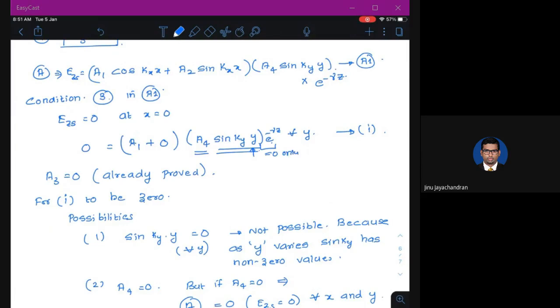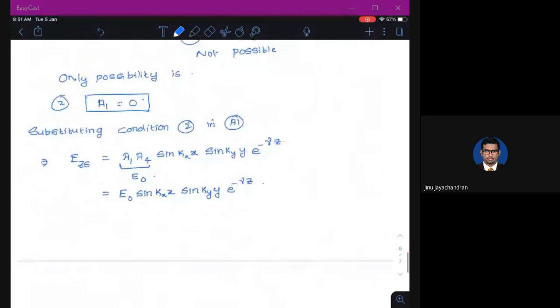Okay, so this is 0 only if z is equal to infinity, which is not possible. Because the wave is traveling from z equal to some value to z equal to some value, it can have any value of z.